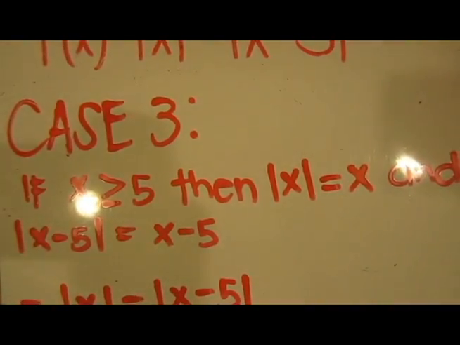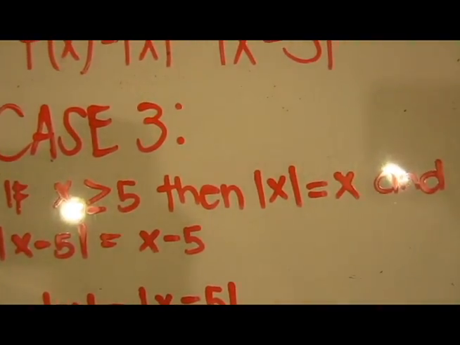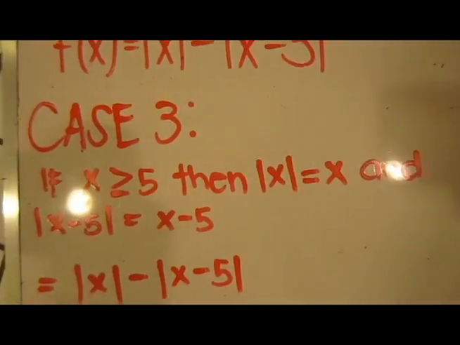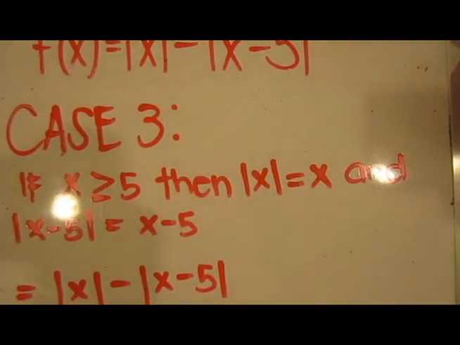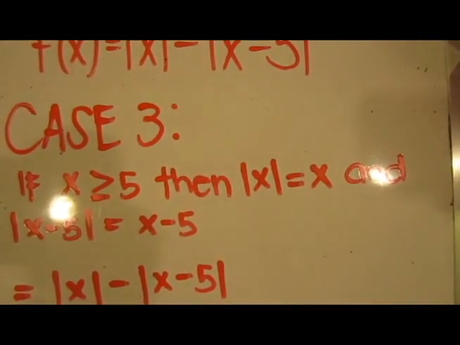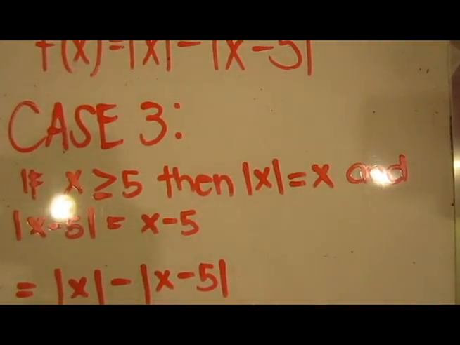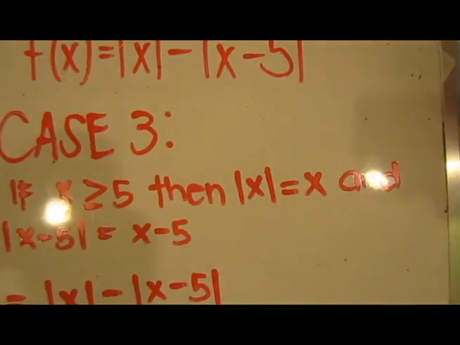Referring to the previous conditions, we are now in case 3. If x is greater than or equal to 5, then absolute value of x is equal to x, and absolute value of x minus 5 is equal to x minus 5.